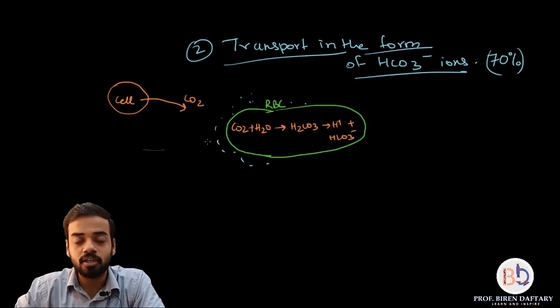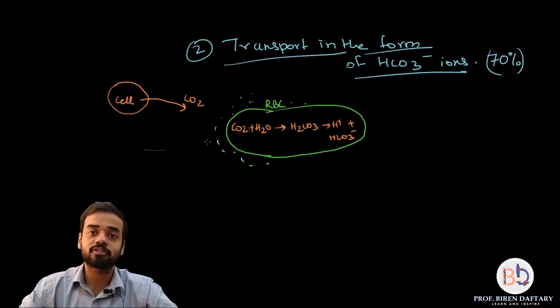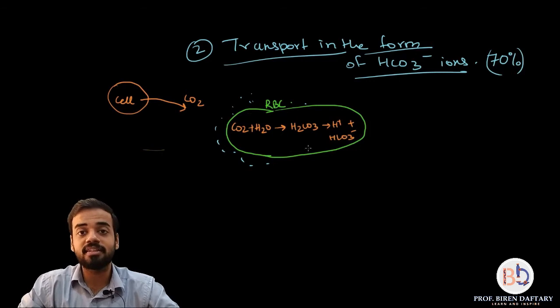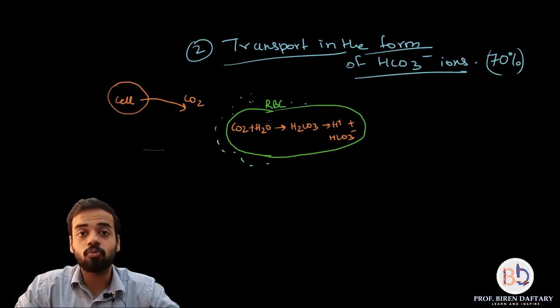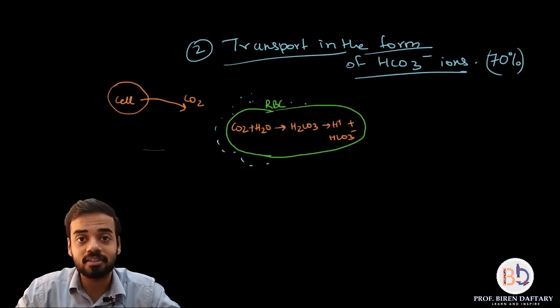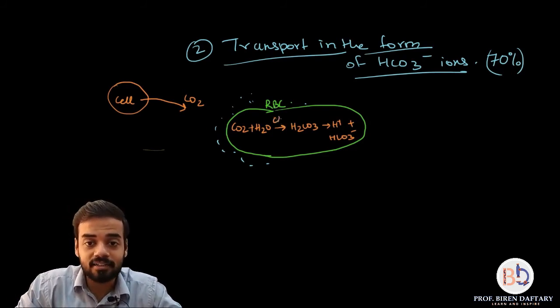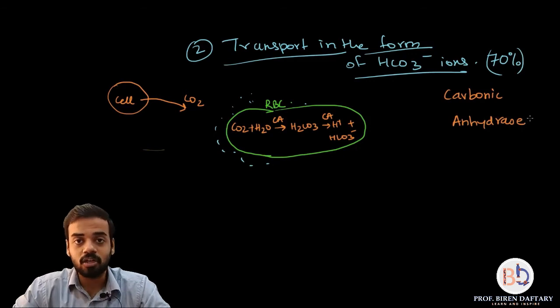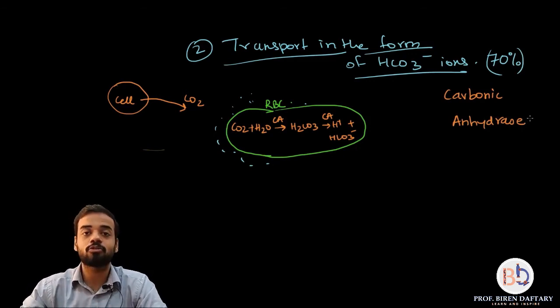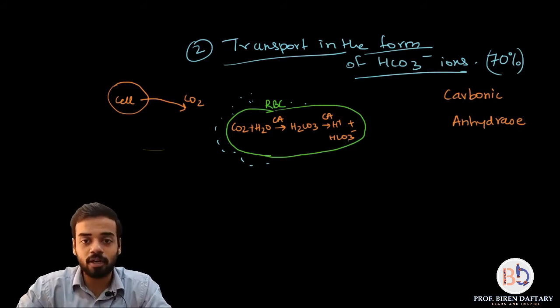Are you getting this point? So the same reaction is happening which was happening in the plasma. However, these reactions are much faster compared to the reactions in the plasma, because over here there is a catalyst which is increasing the pace of the reaction, and that catalyst is called carbonic anhydrase. Please remember this. This carbonic anhydrase is present inside the RBC. It is not present in the plasma. What is this carbonic anhydrase going to do? It is going to do the same thing. So that will help the carbon dioxide to dissolve in water and form carbonic acid.